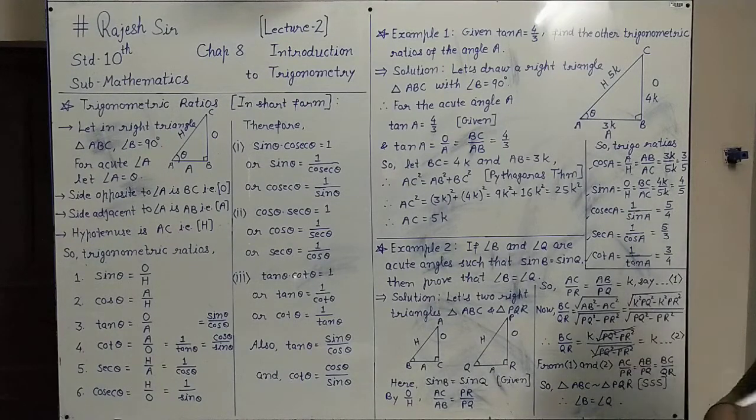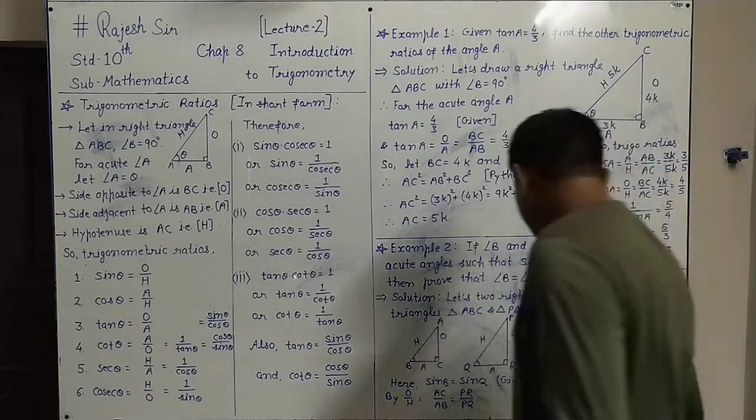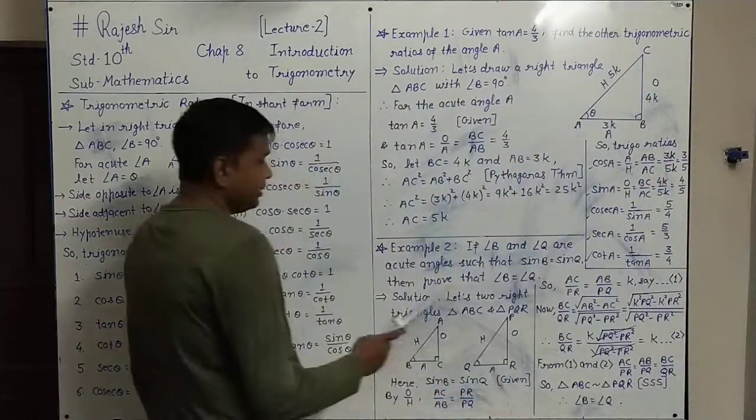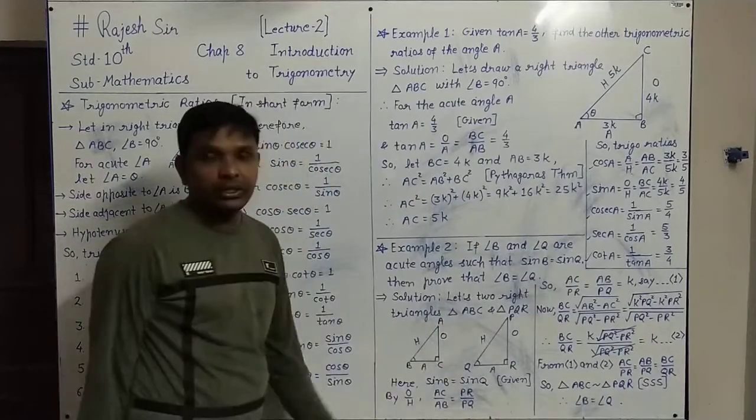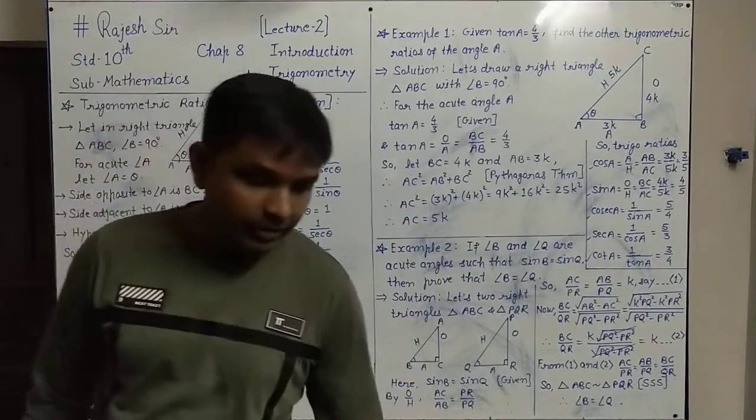Due to the similarity definition, corresponding angles are equal. So angle B and angle Q are corresponding angles and they will be equal, because the triangles are similar by SSS, meaning all three sides are in proportion, as we have shown. So angle B equals angle Q. Finally we proved it. This way the proof is given.